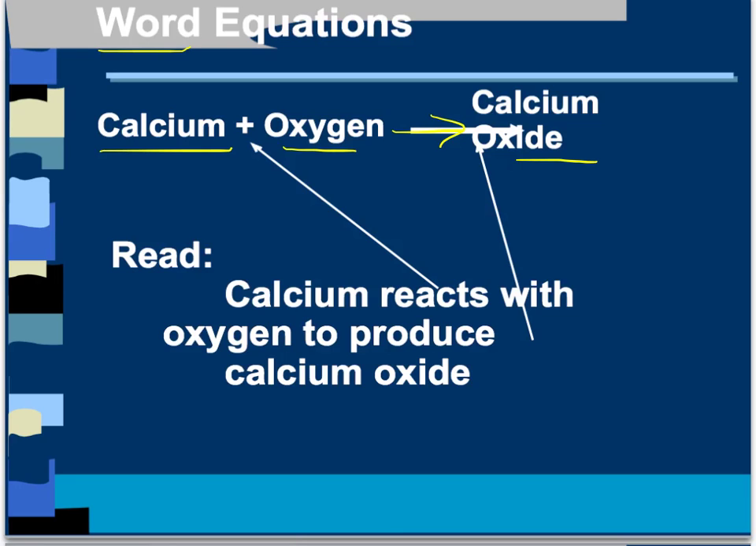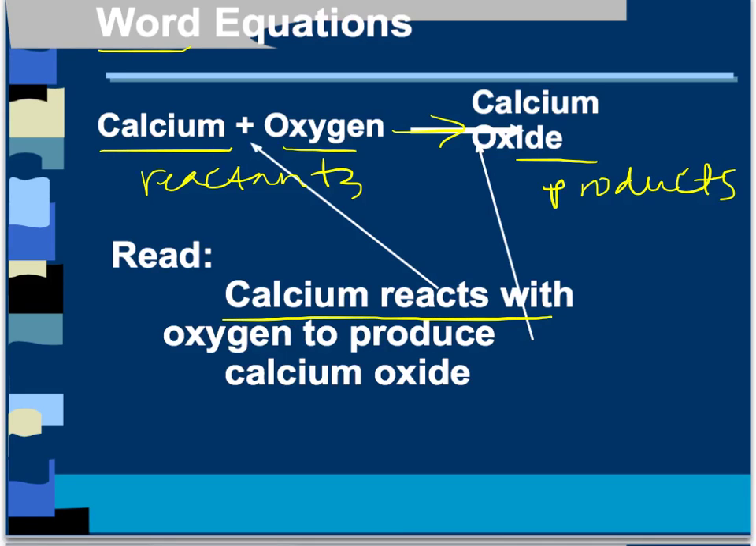So these are our reactants, okay, and this is our product over here. And the way that we should correctly read this is that calcium reacts with oxygen to produce calcium oxide. We also can say to yield calcium oxide as well.